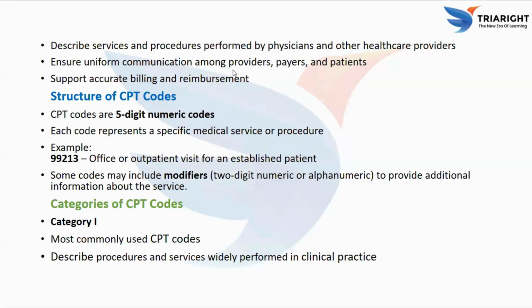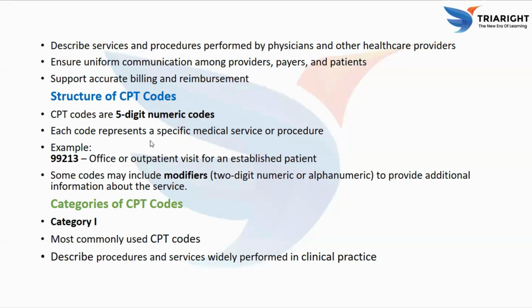It also ensures uniform communication among providers, payers and patients. CPT codes create the same communication between doctors, hospitals, insurance companies and patients. So everyone understands the service using the same code, reducing confusion. And it also helps to support accurate billing and reimbursement. Insurance companies use CPT codes to process claims and to decide how much to pay the provider. Correct CPT coding gives correct payment, wrong CPT coding gives claim denial or reduced payment.